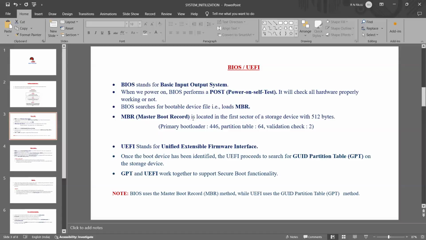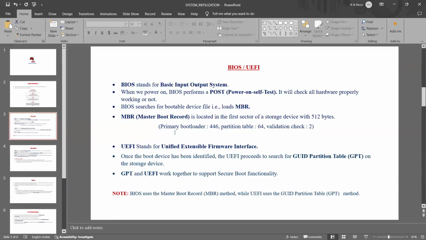I mean, you want to load the operating system. So within the hard disk, the first 512 bytes are loaded with what? MBR. So that 512 bytes are divided into the primary bootloader purpose 446 bytes, partition table purpose 64 bytes, and validation check purpose 2 bytes. So overall, in the first partition of the first hard disk, the first 512 bytes are MBR related. That means master boot record file. Okay, this is the first information.